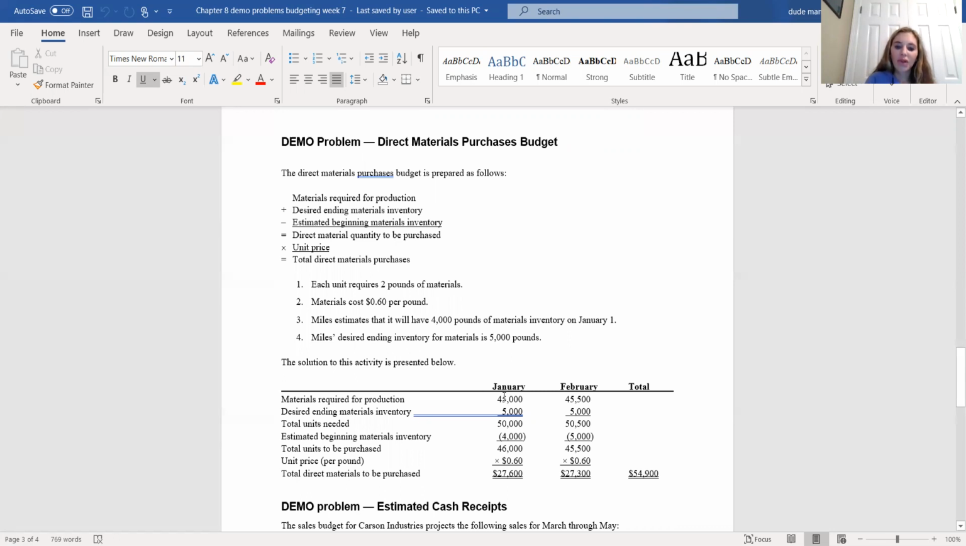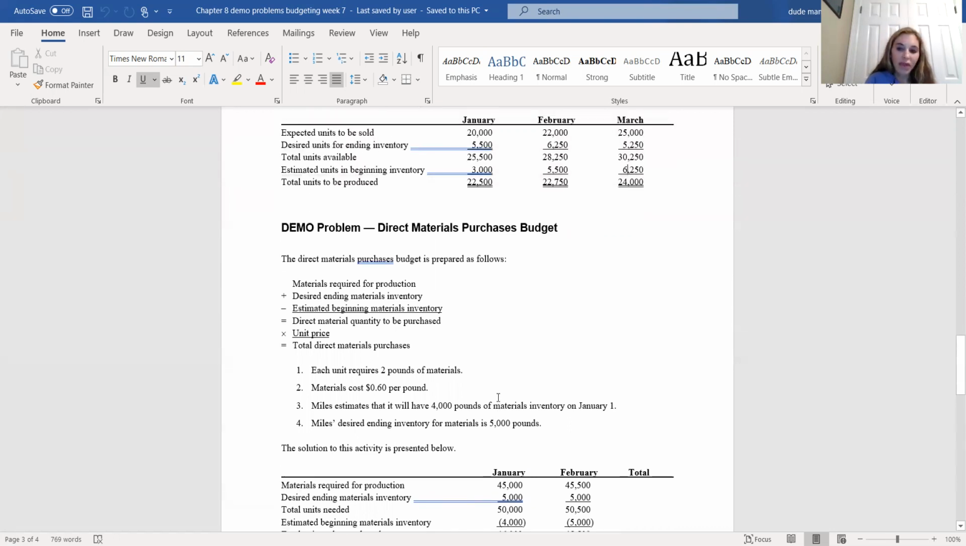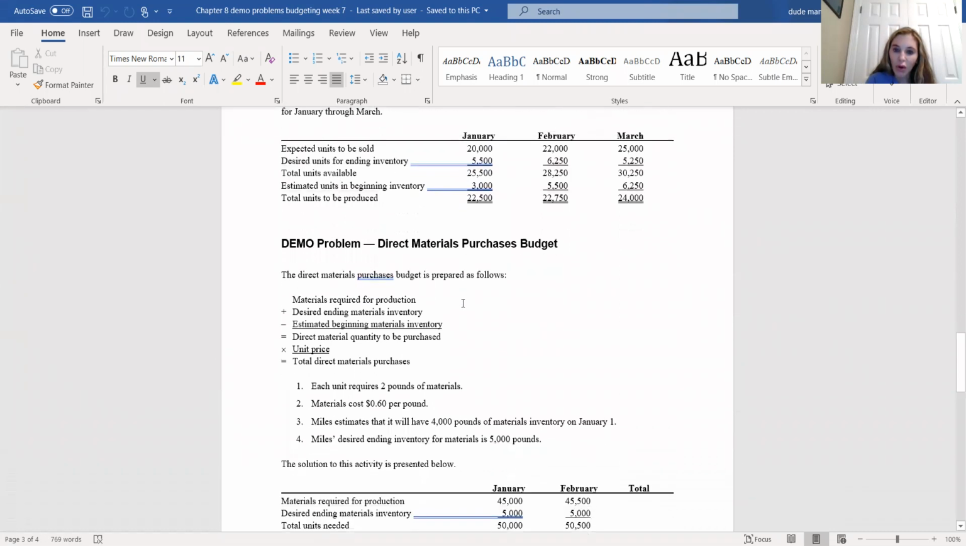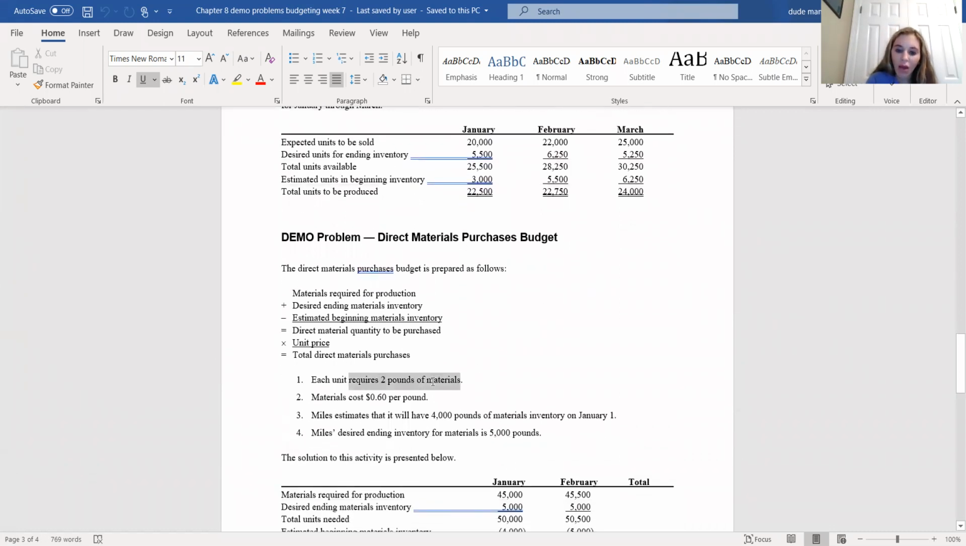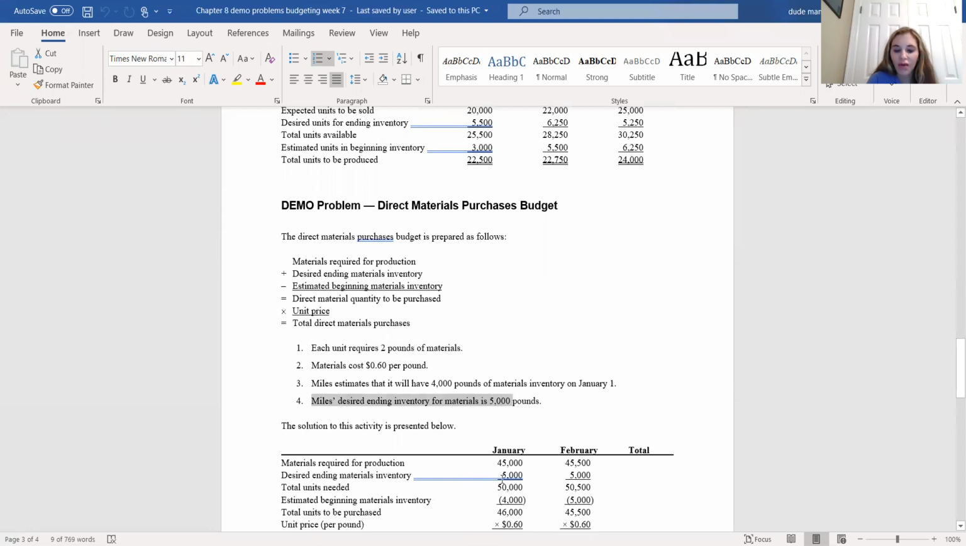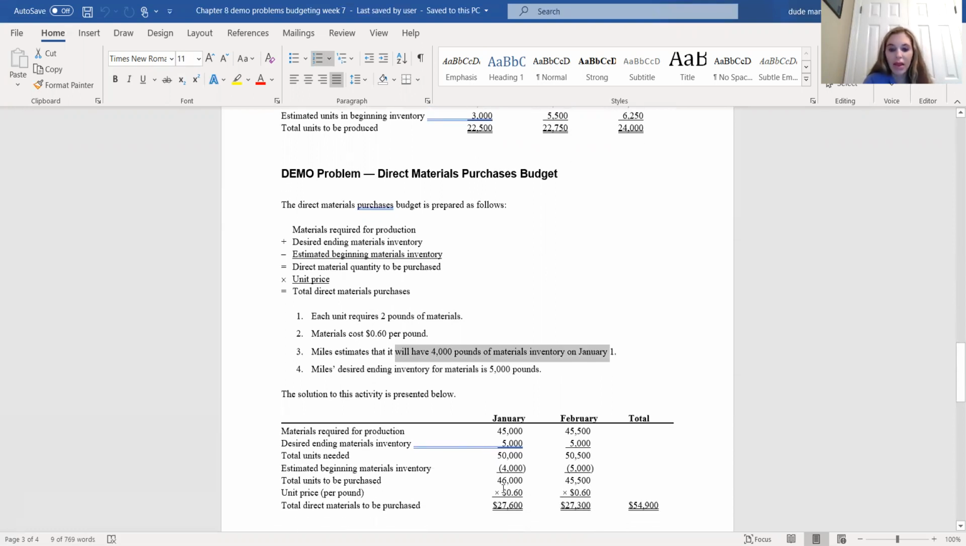So materials required for production, this would just be the 22.5 from this earlier example times the 2 pounds gives us the 45,000. Now, the desired ending inventory here was given to us in part 4. We add those together to get the total units that we need. Then we would subtract out the beginning materials inventory, which it gives us here in number 3. Once you subtract those amounts, you are ending up with 46,000 units to be purchased.